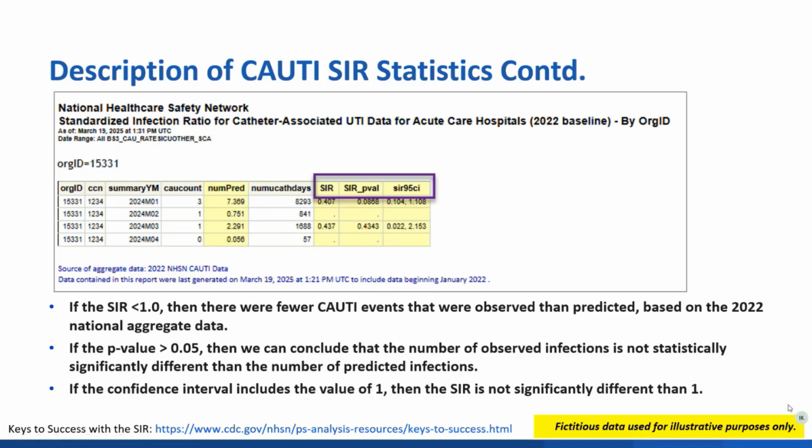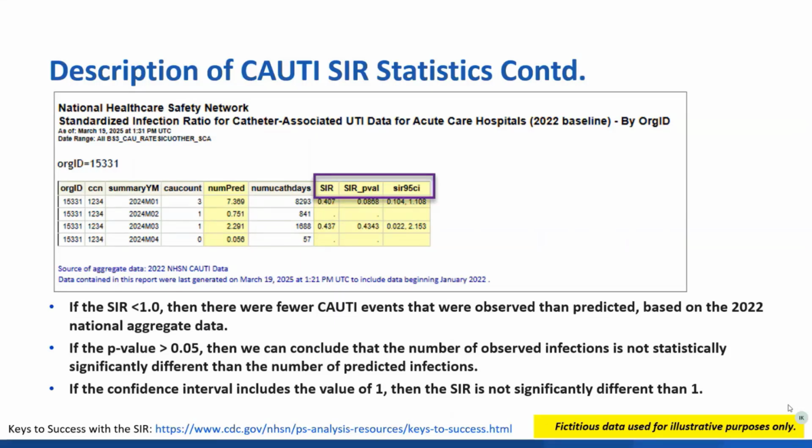But that's not all. As we continue to look at the SIR statistics, let's talk about how to interpret the SIR value and the associated statistical outputs, such as the p-value and the confidence interval. First, when the SIR is less than 1, it means that fewer CAUTI events were observed than predicted based on the national data using the 2022 baseline. This is generally a good sign, suggesting that the facility had a lower rate of infection than predicted.